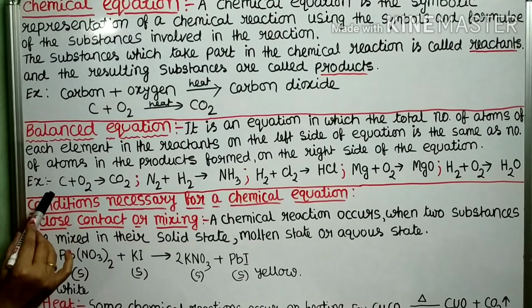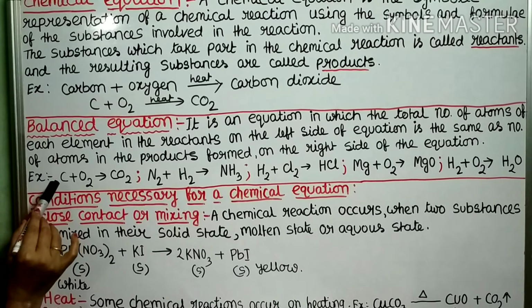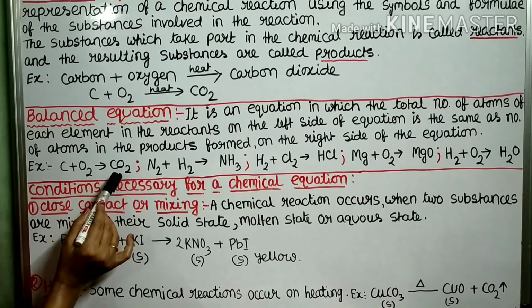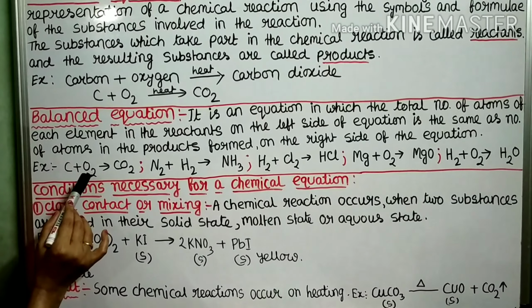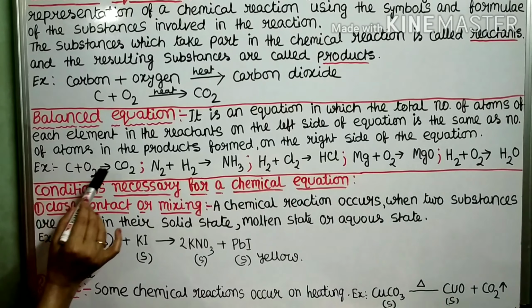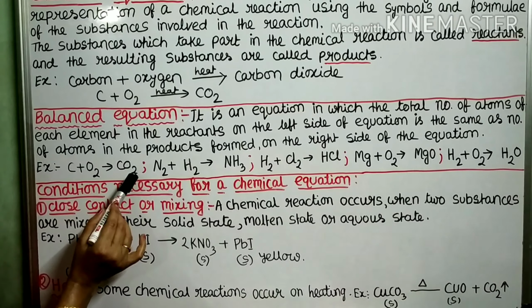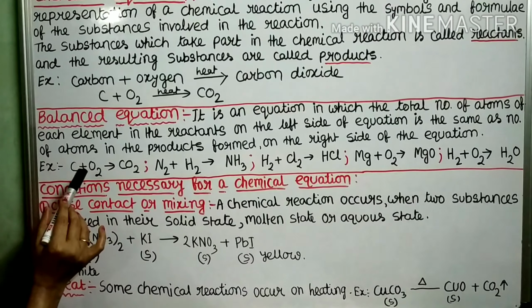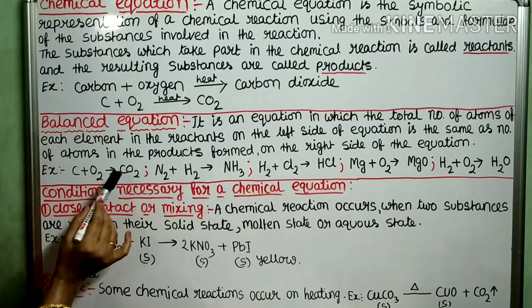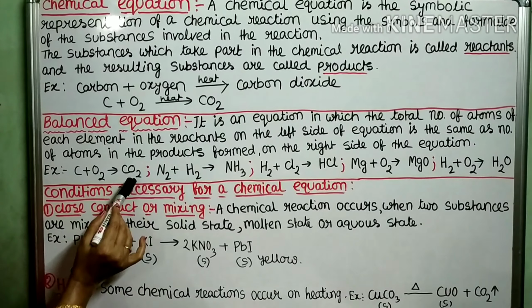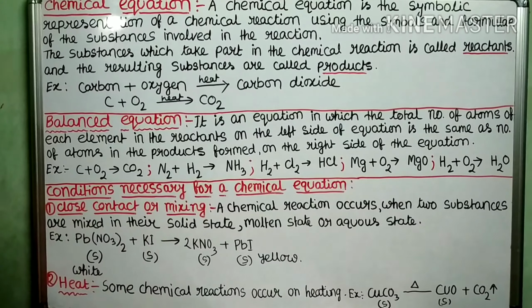On the left side, the number of carbon atoms is 1. On the right side, the number of carbon atoms is also 1. And on the left side, the number of oxygen atoms is 2. On the right side, the number of oxygen atoms is 2. This means the number of atoms of each element is the same on both sides, left side and right side. So it is a balanced equation.